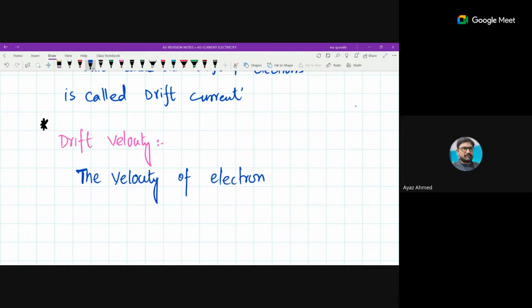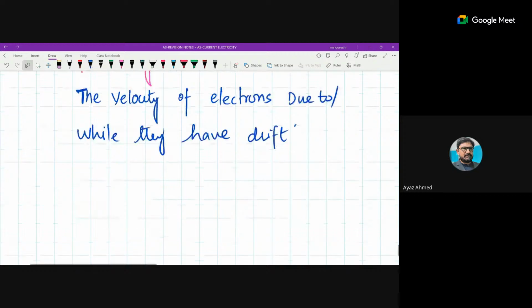The velocity of electrons while they are drifting. So that will be calculated. That would be asked to you to have some calculations, derivations.